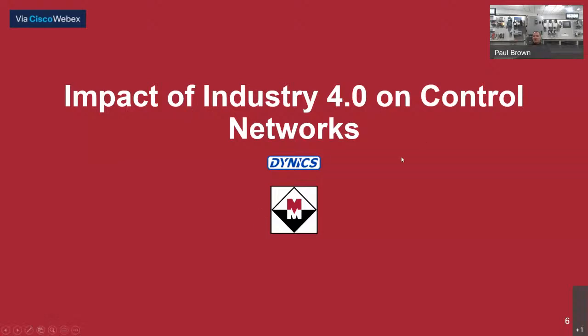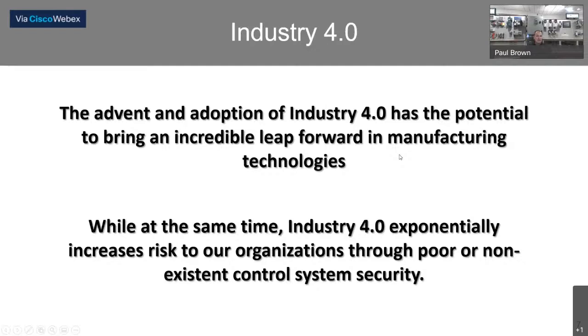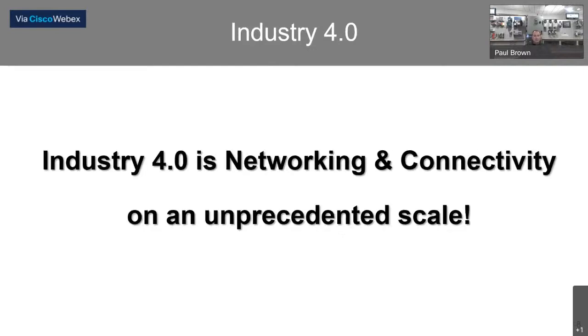The impact of Industry 4.0 on control networks. The advent and adoption of Industry 4.0 has the potential to bring an incredible leap forward in manufacturing technologies, while at the same time, Industry 4.0 exponentially increases risk to our organizations through poor or non-existent control system security. As I stated earlier, traditionally, we have tried to isolate our control networks, and that has been our form of security. Industry 4.0 is networking and connectivity on an unprecedented scale.